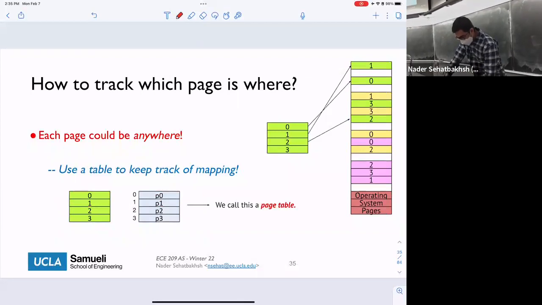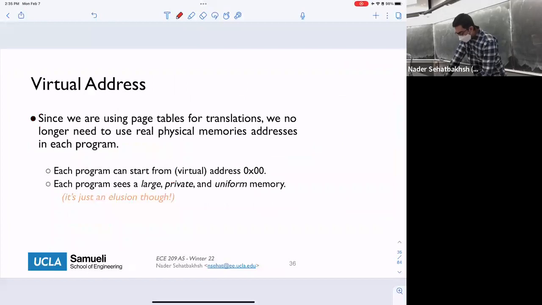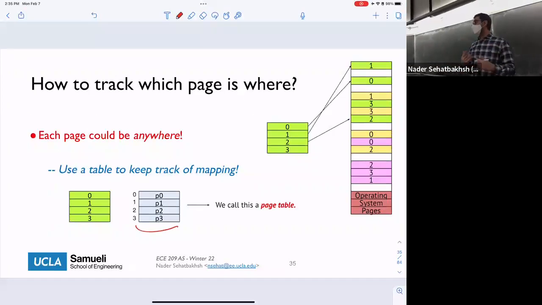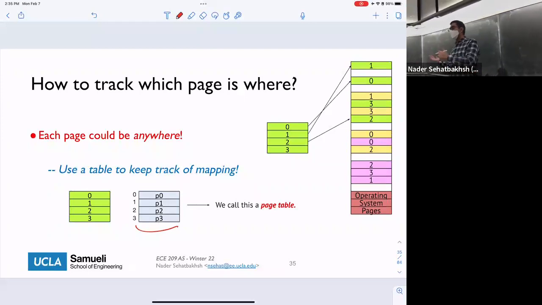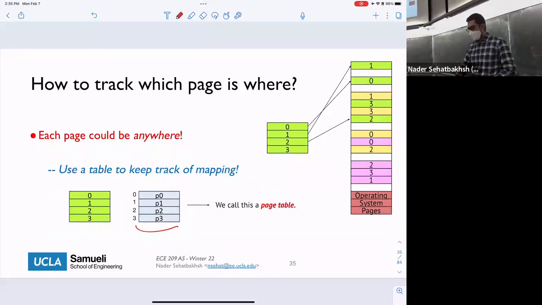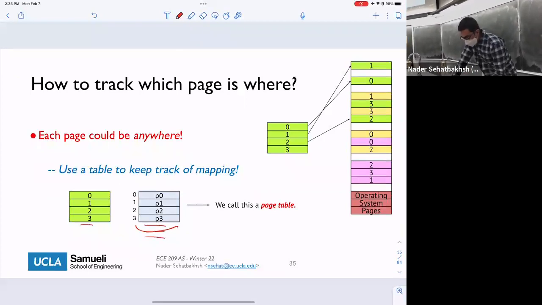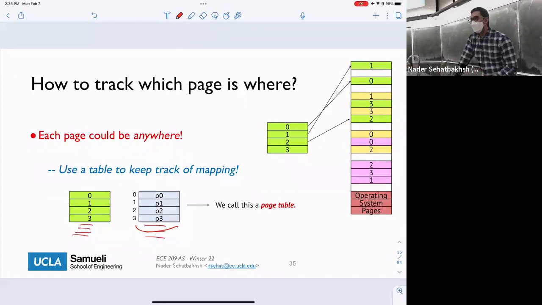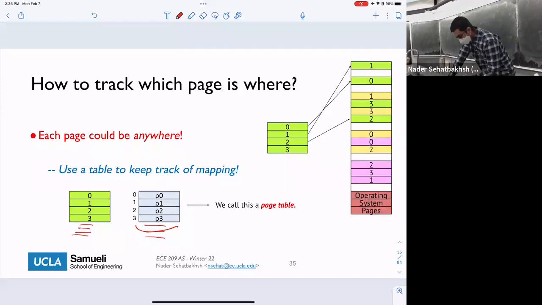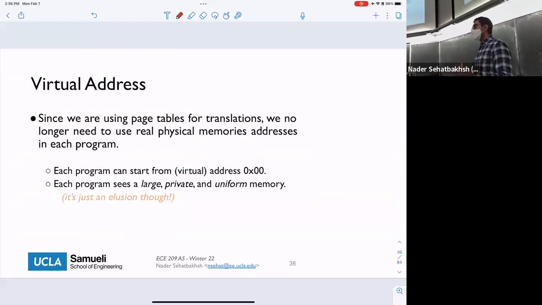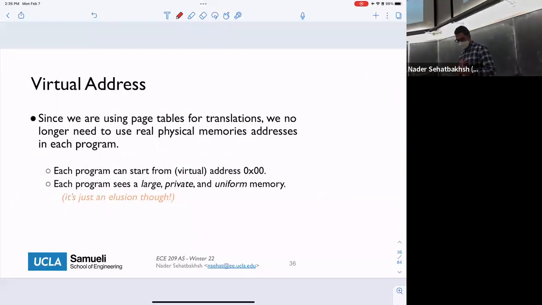Cool. So we call this table the page table. And obviously, we're going to have a page table for every single program that we have. So we have multiple page tables, one for each program, right? And then the number of entries depends on how many pages we're going to have in each of these programs, right? So this capability gives us this notion of what we call virtual addresses.